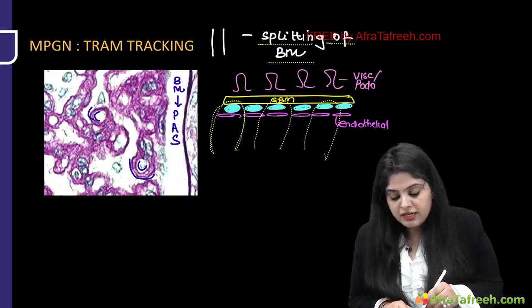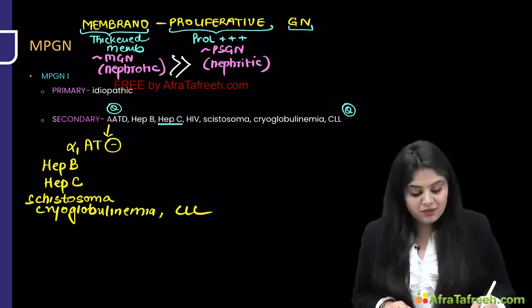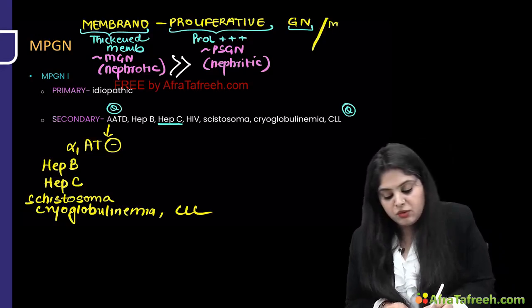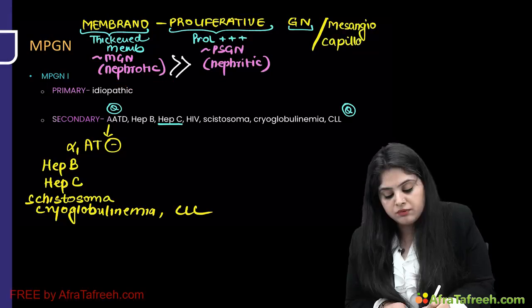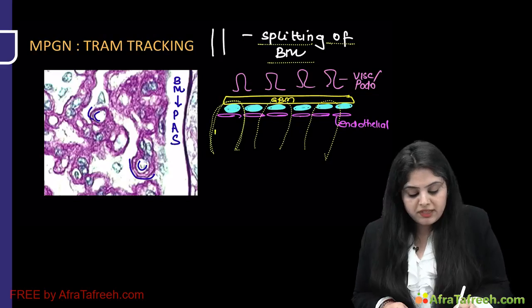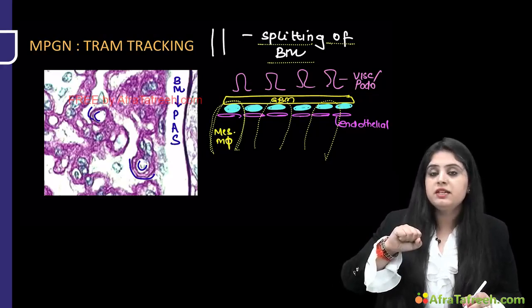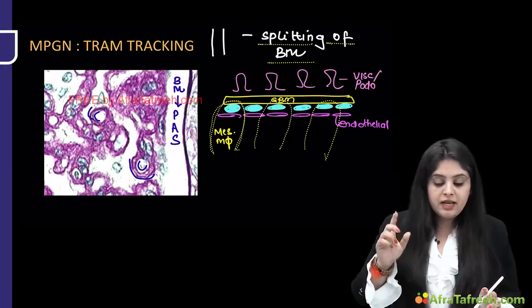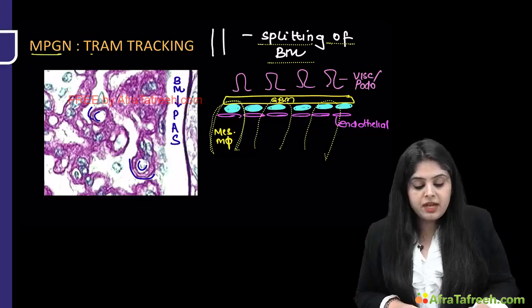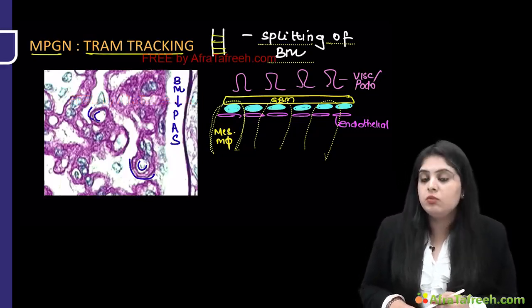So that is the reason that membranoproliferative glomerulonephritis is also known as mesangiocapillary glomerulonephritis. I hope that is clear. You've understood how the mesangial cells or the macrophages are coming and taking out the immune complex from that area and the basement membrane is splitting out. Having said that, this is the tram track or railway track appearance that has happened. This was all about MPGN type 1.